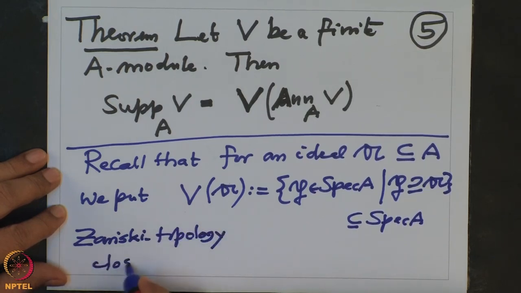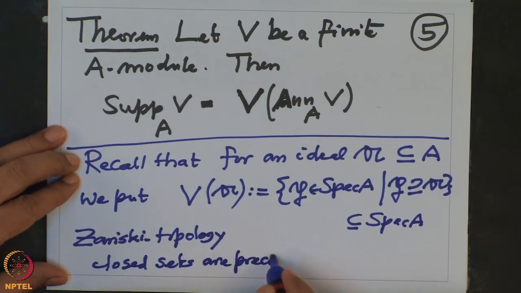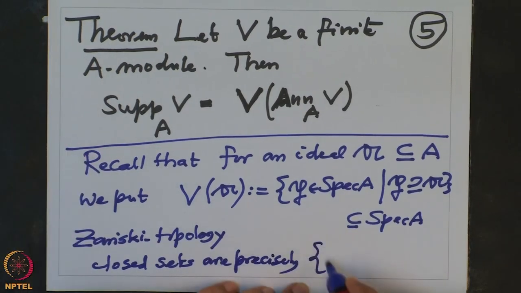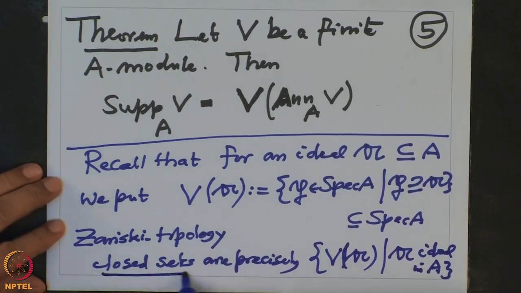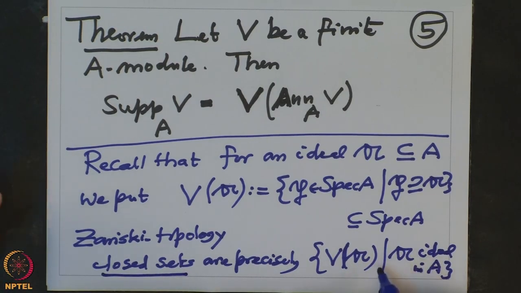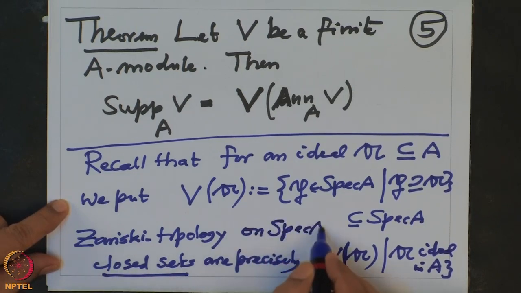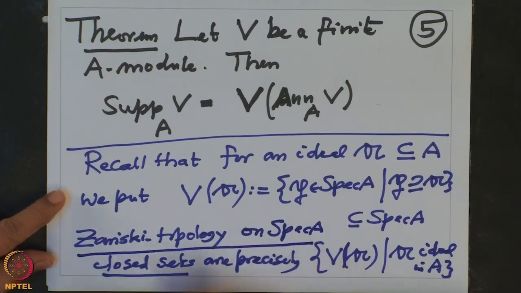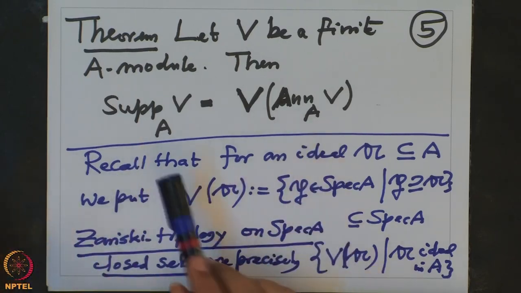The closed sets are precisely this collection V of an ideal, where A varies over ideals in the ring. This collection forms the closed sets in a topological space. They satisfy the properties of closed sets that we have seen in the earlier lecture. And this topology on the spectrum is called the Zariski topology on Spec A. This is what the notation is. And we want to prove that the support of a module is precisely V of the annihilator.